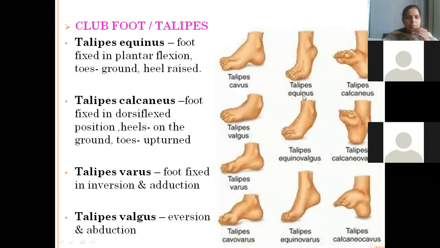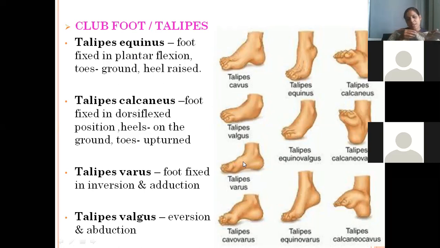Talipes equinus: the foot is fixed in plantar flexion, toes on the ground and heel raised. You see this with polio cases, something like this. Talipes calcaneus: the foot is resting on the calcaneus, the foot is dorsiflexed, heel on the ground and toes upturned. In talipes varus, something like this, the foot is fixed in inversion.